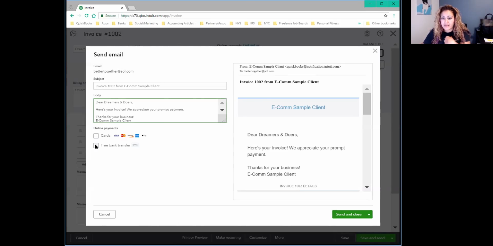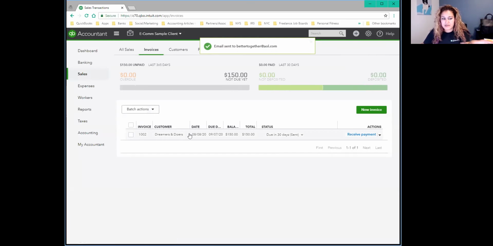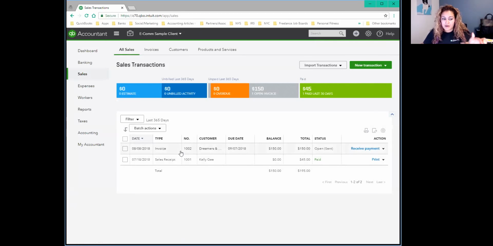And that way, what I have found is when people have the opportunity to pay online, they pay faster. And then also you don't have to worry about chasing the money, and the money is just deposited into your bank. So I usually push my clients to at least turn this on. Personally, I take credit cards. Not everyone does, but it's an option, right? So let's say we say send and close. This goes out into the universe, and now we've sent our first invoice, right? So when we go back to all sales, we now have invoice and my old, you know, sales receipt.